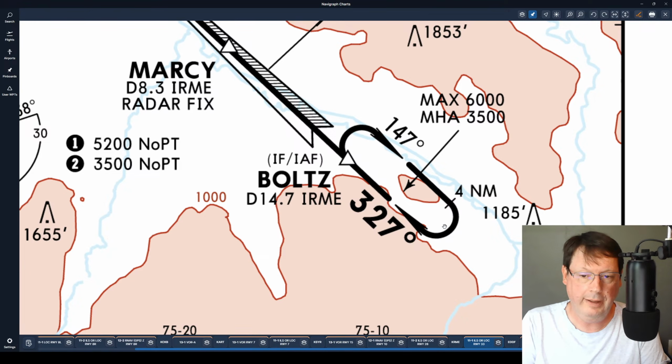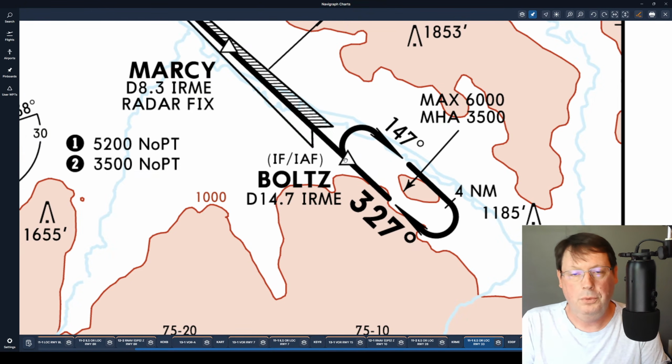Now remember, this is a right-hand turn hold, and you would make a left-hand turn. And why would you make a left-hand turn? Because the area within this hold is called protected airspace. What are you protected from? Hitting things. That's what you're protected from. You can see right here, MHA, that's your minimum holding altitude, 3,500 feet. Maximum holding altitude is 6,000 feet. Anywhere in between, you're perfectly fine.